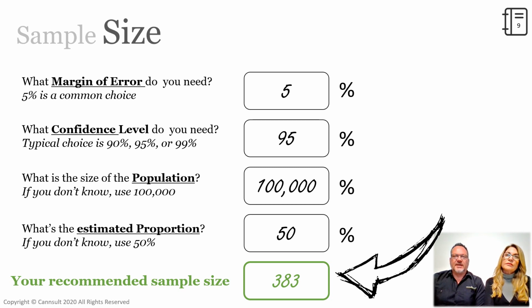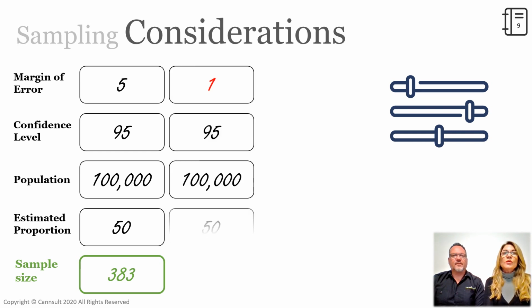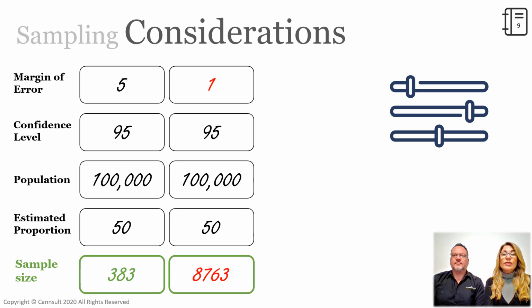This is the minimum sample size you need to estimate the true results with the required margin of error and confidence level. Now let's see what happens to our minimum sample size when we move some of these factors up or down. If we tighten up the margin of error to 1% instead of 5%, we're saying that we need to be extremely accurate. With a 1% margin of error, our minimum sample size is almost 9,000 compared to the 383 with a 5% margin of error.